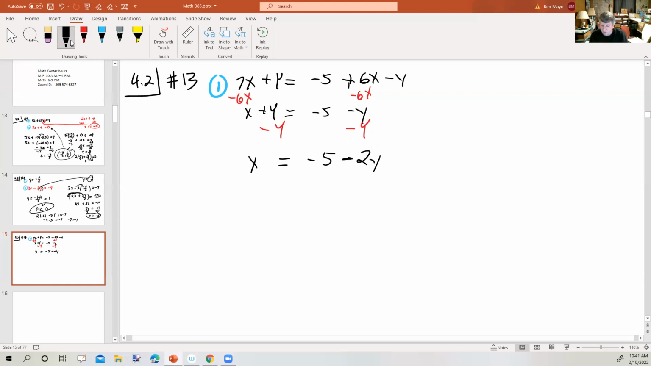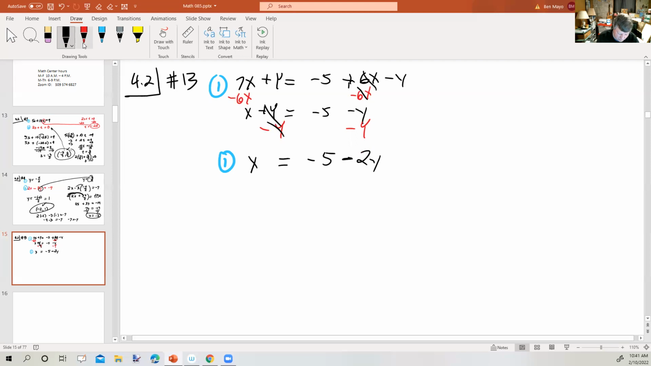So equation 1 has been simplified, combining like terms and stuff, and solved for one of the variables, okay? So here, I'm going to call that our equation 1 now. Let me double check my work. Did I copy the problem correctly? Yes. Subtracting 6x from both sides. These would cancel. Subtracting y from both sides. Those would cancel. Okay, so there's equation 1.